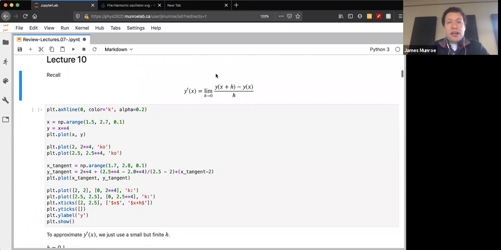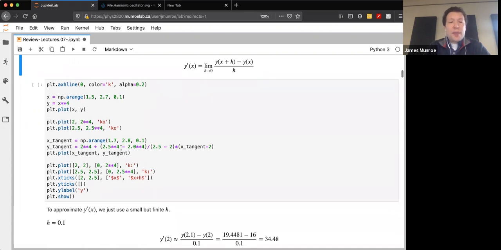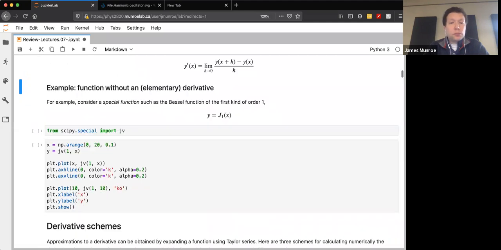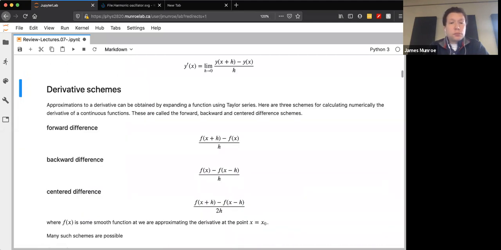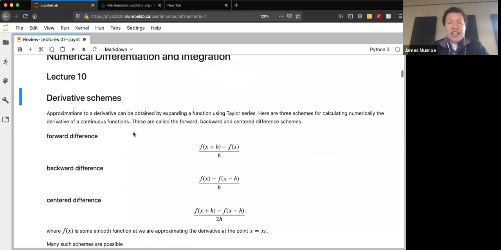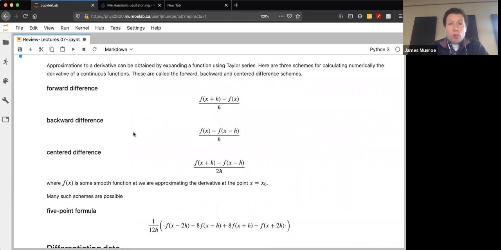This is the important idea, the definition of a derivative. And then we went through some specific examples of it. I'm going to clean these notes up, and really get to this idea of different derivative schemes. There is more than one way of approximating a derivative. A derivative, the rate of change of some function, can be approximated with one of many different schemes.